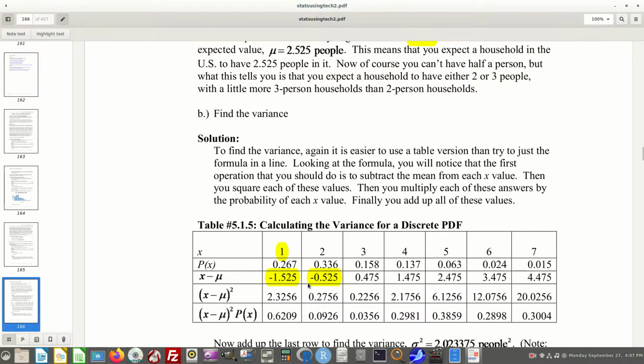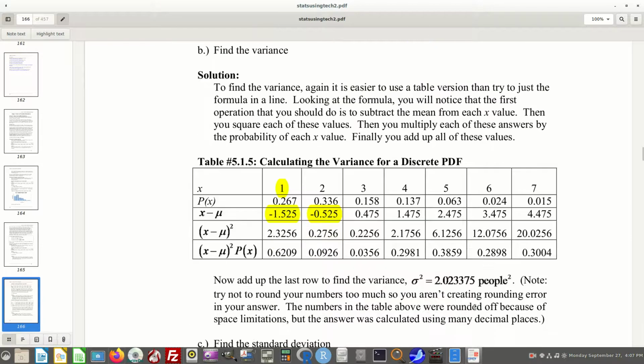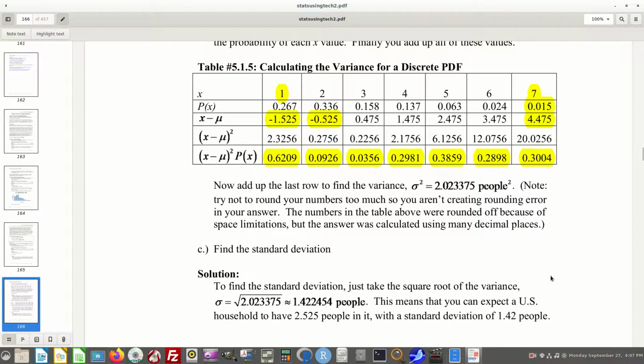Then we take that previous row, that is the x minus mu's, and we square them. So we multiply them by themselves, and then we multiply that, and this is the first time this table uses the probability. We multiply that next row by p of x, then we add up all of those in the bottom row. That's what that sigma means, to add up all of these in the bottom row, and we get the variance. To find the standard deviation, we take the square root.